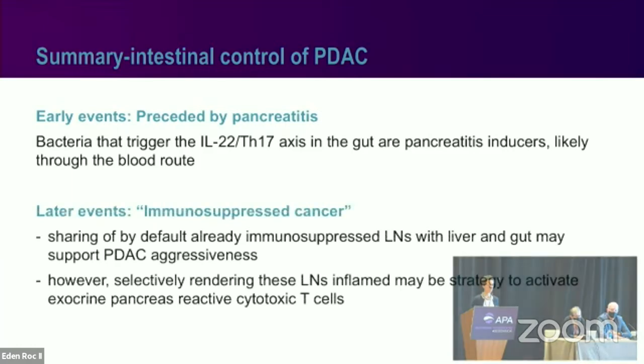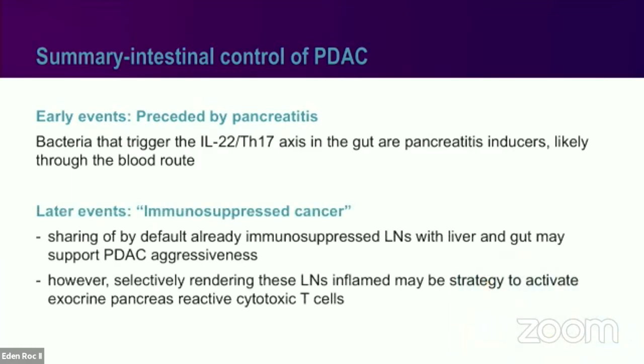On the later event or immunosuppressed cancer side, our working hypothesis is that part of the aggressiveness of PDAC might be due to the fact that it happens to unfortunately co-drain into these most immunosuppressed lymph nodes. This might be very beneficial to, for example, suppress type 1 diabetes, but it might be fatal in the context of PDAC. However, selectively rendering these lymph nodes inflamed may be a strategy to activate the exocrine pancreas reactive cytotoxic T cells, leaving the pancreas itself initially untouched.